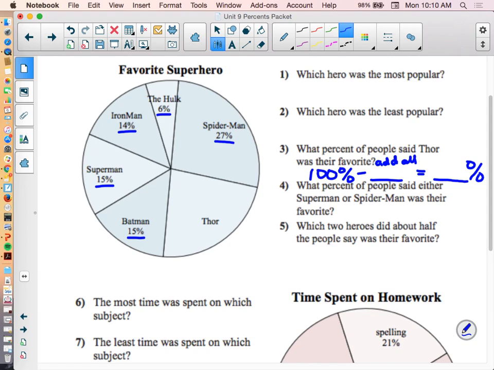What percent of people said either Superman or Spider-Man? And if you remember from the probability unit, I talked about if it's either or means add. So you're going to add those 2 percentages. Which 2 heroes did about half the people say was their favorite? So you need to remember that half is 50%, and you need to put 2 and 2 together to figure out which one would equal half. You could also visually think about what it should look like on a circle graph. About half would be about half the circle. And it says which 2. So you're going to have to find 2 that have large percentages.